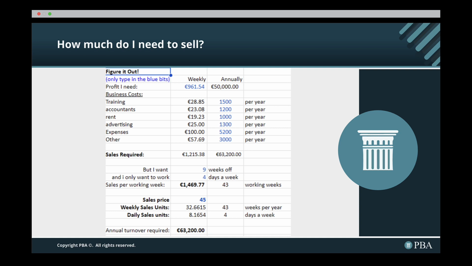And when it says, I only want to work 4 days, think about it. You're probably not able to charge for every single day. So there will be days that you're working on your own business, working on getting new customers, that sort of thing. So put in how many days a week you're going to work. And then that will give you your sales price, based on weekly sales units or daily sales units. So if you're doing a daily rate, for example, or an hourly rate, that's something simple to give you an indication of what you need to charge out in order to make the income that you're looking for.